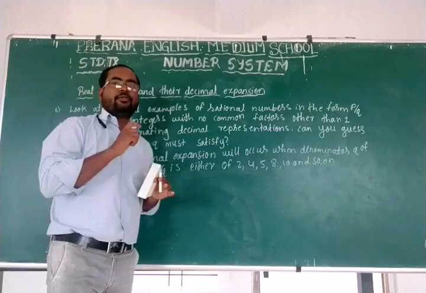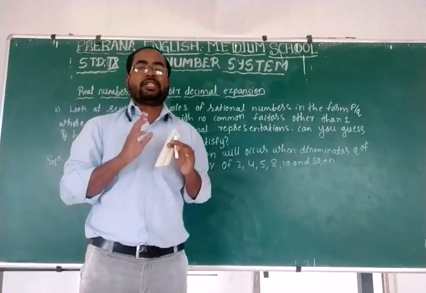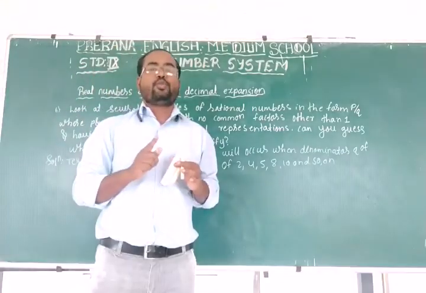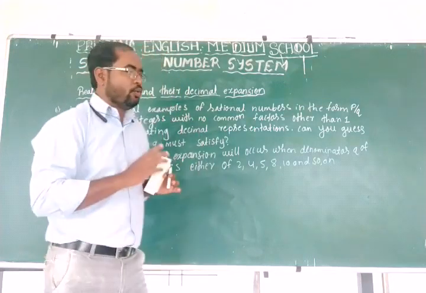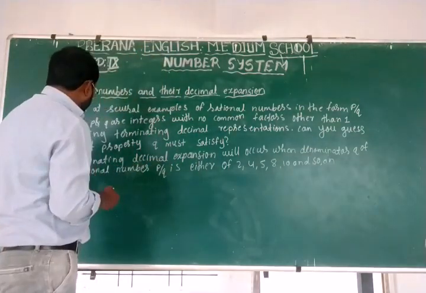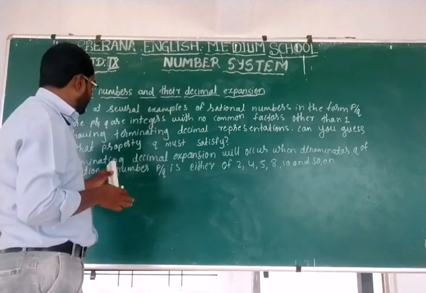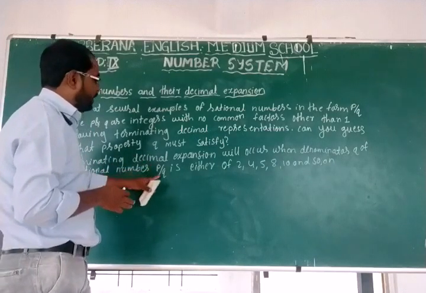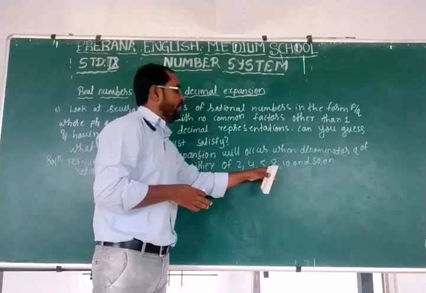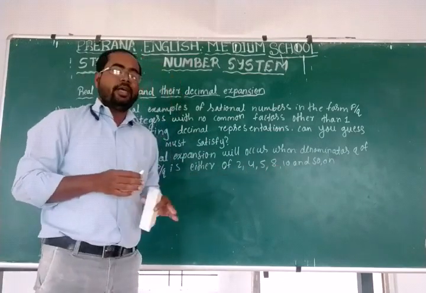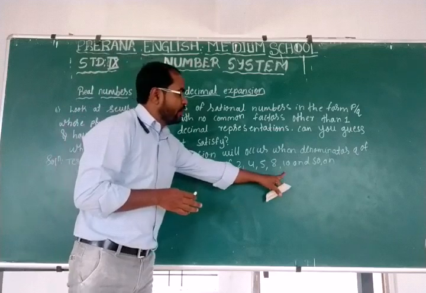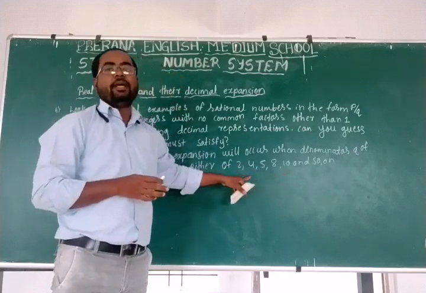So here we have to see, if the number is terminating, then what should be the property of q. The terminating decimal expansion will occur when the denominator q of a rational number p by q is either 2, 4, 5, 8 or 10. When you divide with these numbers, you will get numbers that are completely terminating.